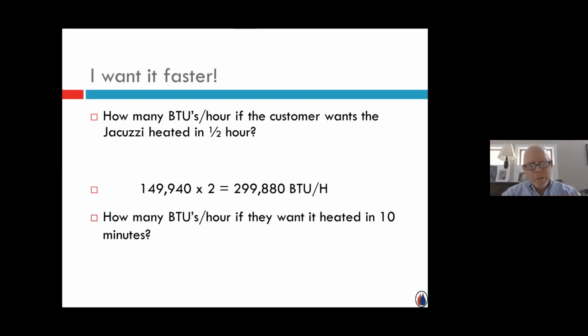One more extreme: say I want it in 10 minutes, which is probably unrealistic, but just for argument's sake, do the math. 149,000 times 6 increments of 10. I'd need 900,000 BTUs to take 600 gallons and change its temperature 30 degrees in 10 minutes. But that's that whole relationship of BTUs, delta T, and then a time element.